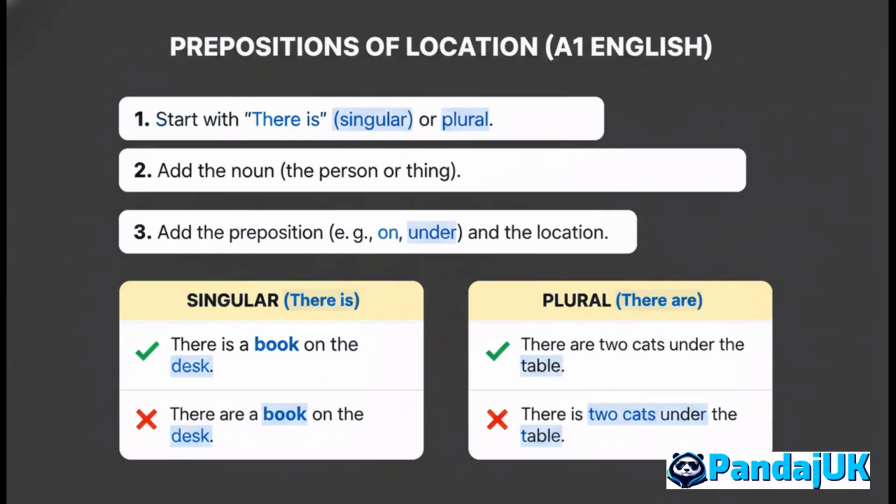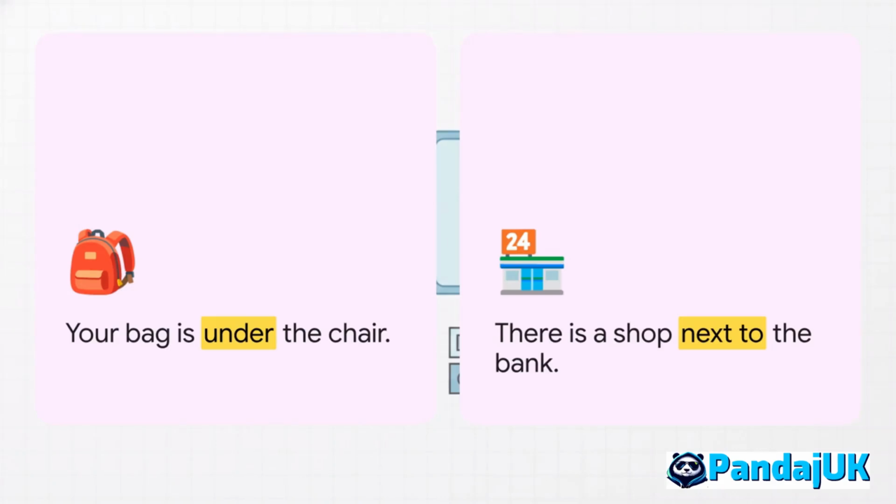First up, in. There is a student in the classroom. Picture a student actually inside a room. Next, on. The keys are on the floor. Picture those keys resting flat on the ground. And this brilliantly illustrates how we add exact locations. For under, your bag is under the chair. For next to, there is a shop next to the bank. We're combining what exists with exactly where to find it.